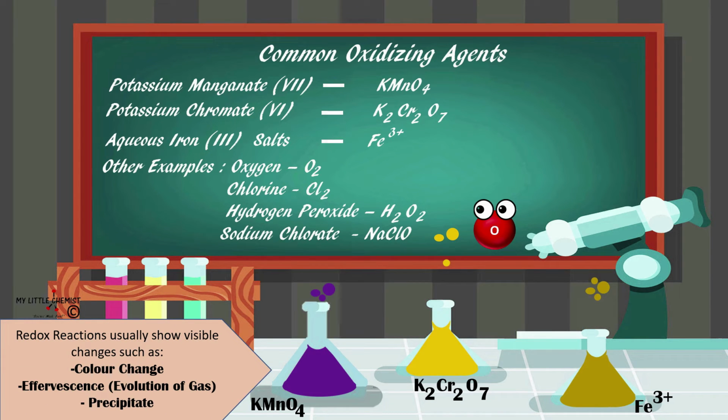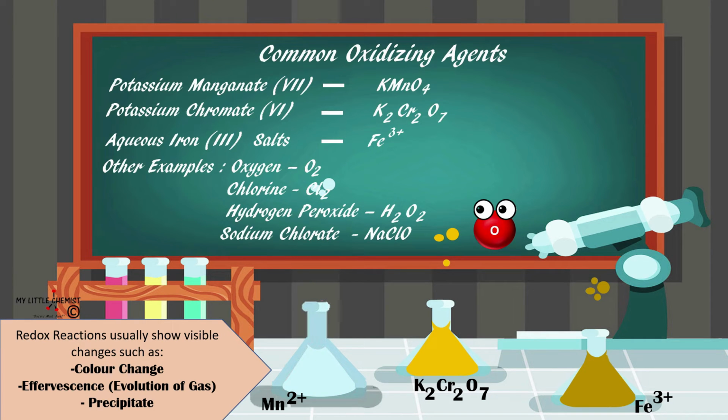Redox reactions usually show visible changes such as color change, effervescence, which is the evolution of gas, or precipitates. When potassium manganate 7 oxidizes a substance, it changes from its purple 7+ ions to its colorless 2+ ions. Remember that an oxidizing agent also becomes reduced when it oxidizes a substance. Similarly, potassium chromate 6 changes from its orange 6+ ions to its green 3+ ions upon oxidizing a substance.